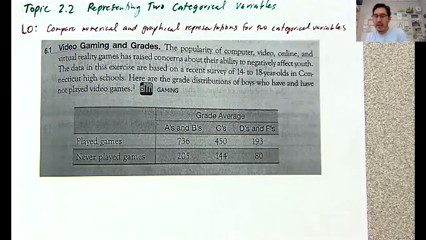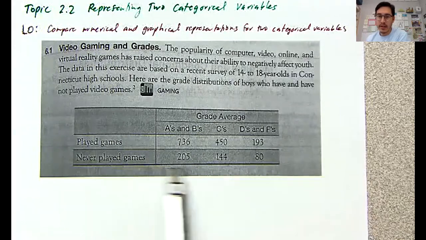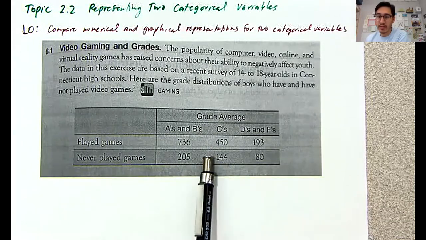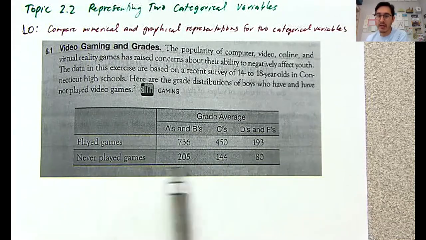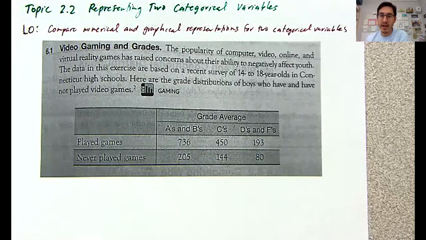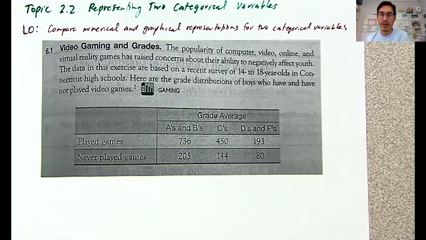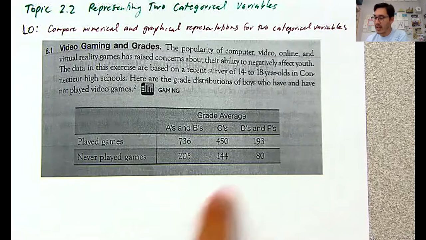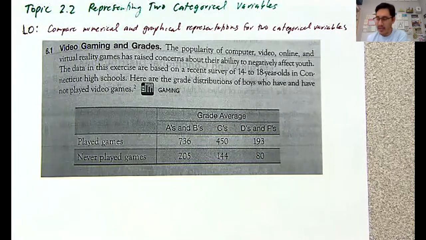So on an AP exam, if there's a question about a number, the table here, this is called a two-way table or a contingency table, is a good place to go to answer questions about numbers, like how many boys played games and got C's, or how many boys didn't play games and had high grades, or how many boys played games overall. And that's something that's missing in the table, but it's quite easy to add.